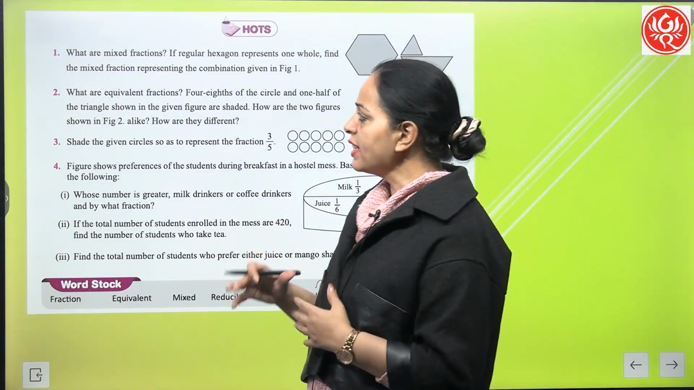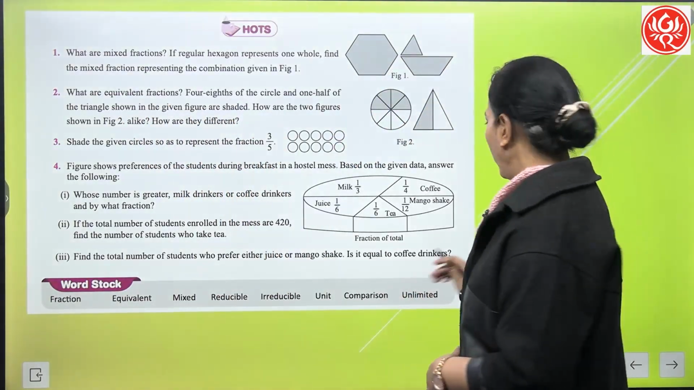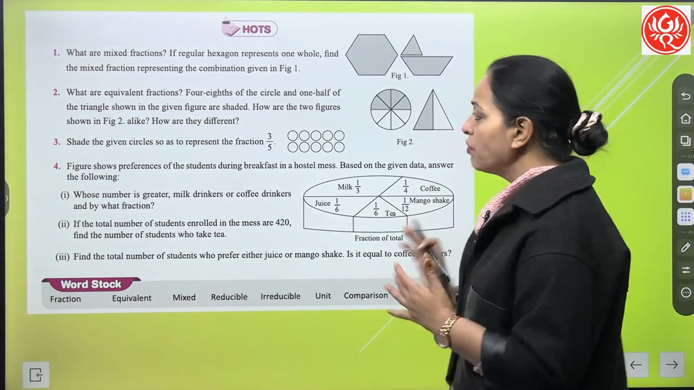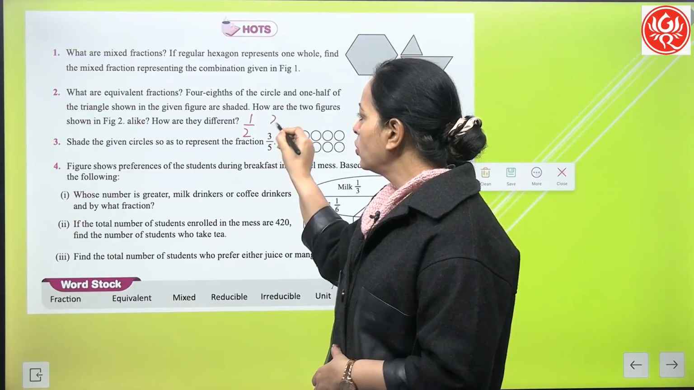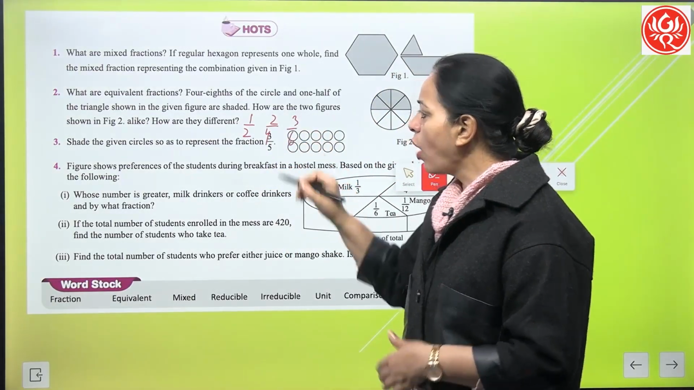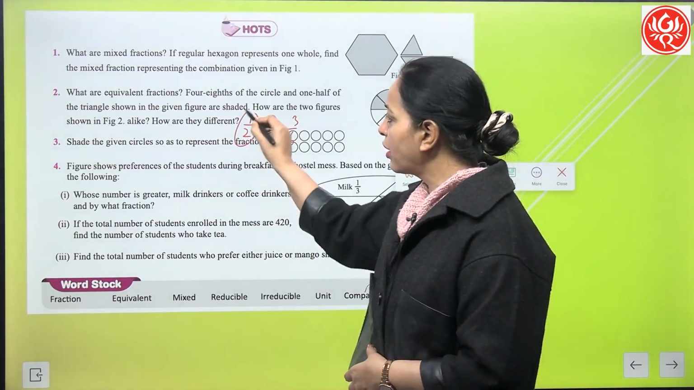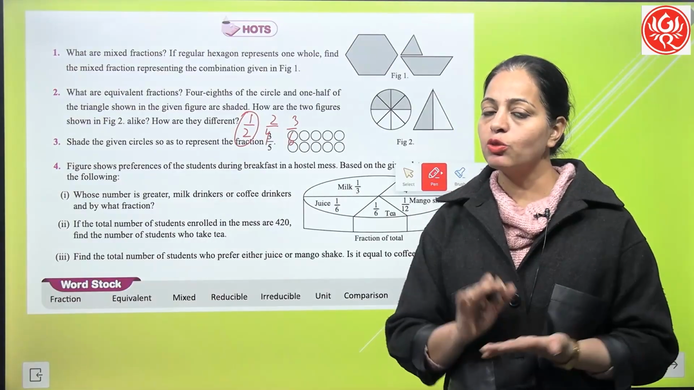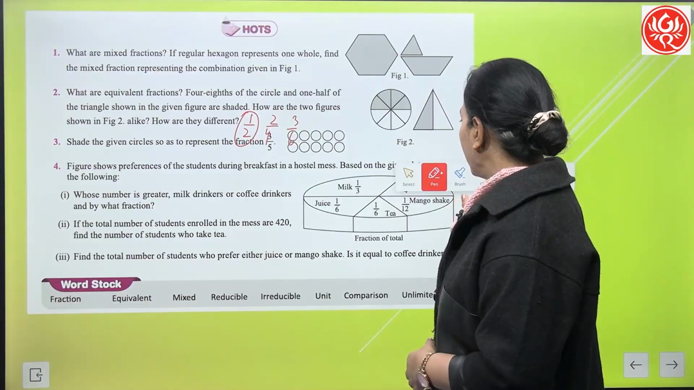See the second one, what are equivalent fractions? You know very well, equivalent fractions are those which have the same value, like here 1 by 2, 2 by 4, 3 by 6. So how are we getting an equivalent fraction? If one fraction is given, we can multiply its numerator and denominator by the same number.